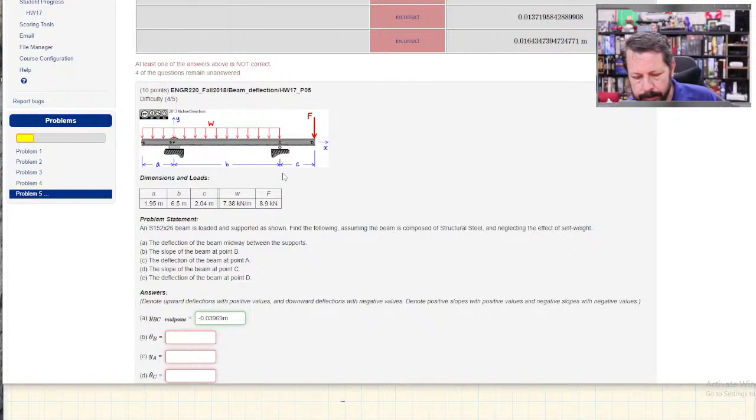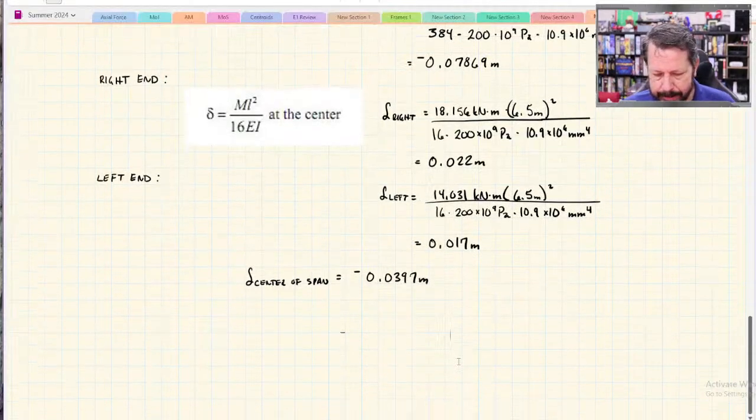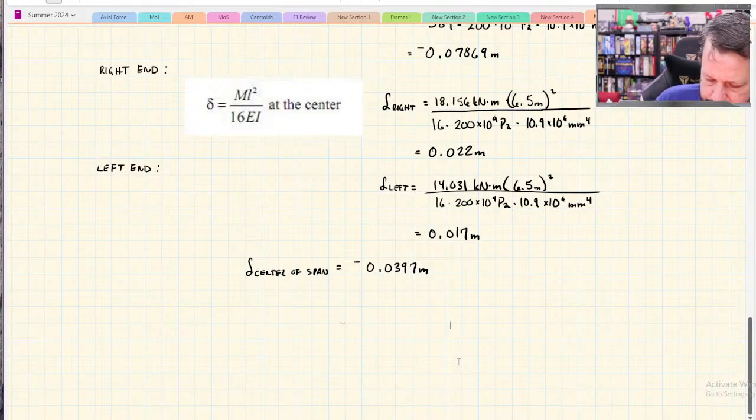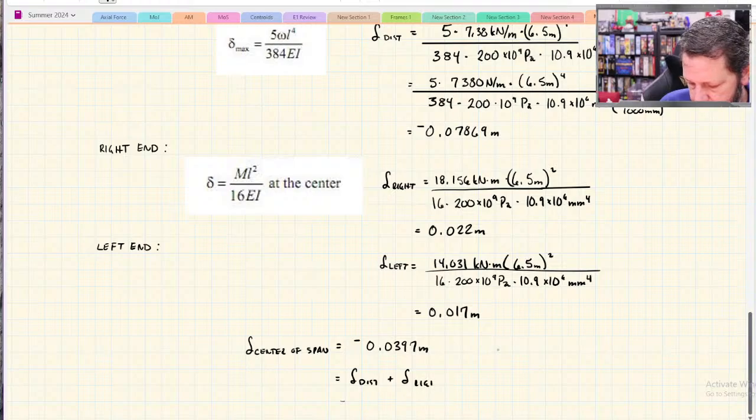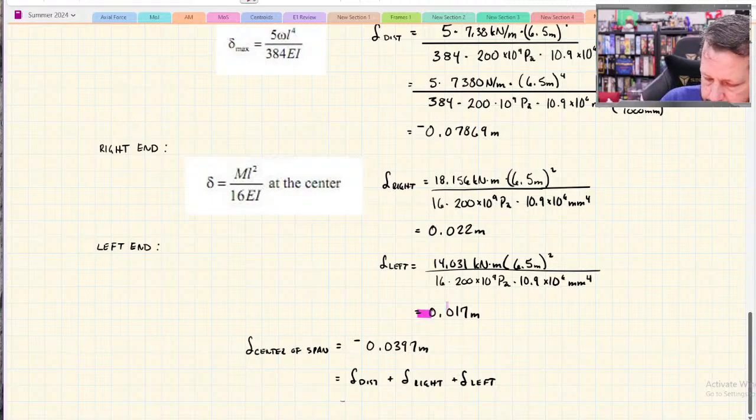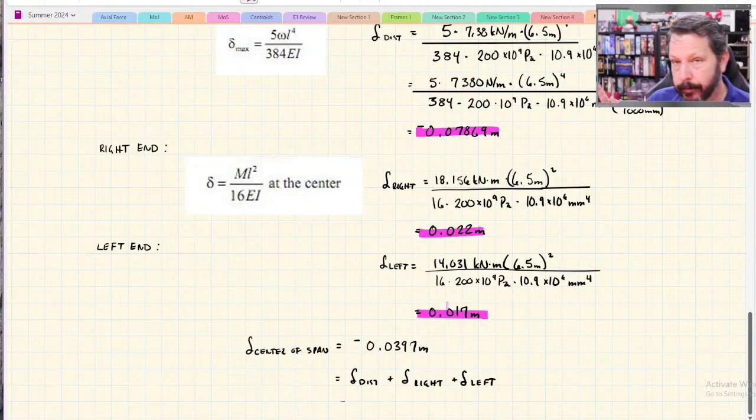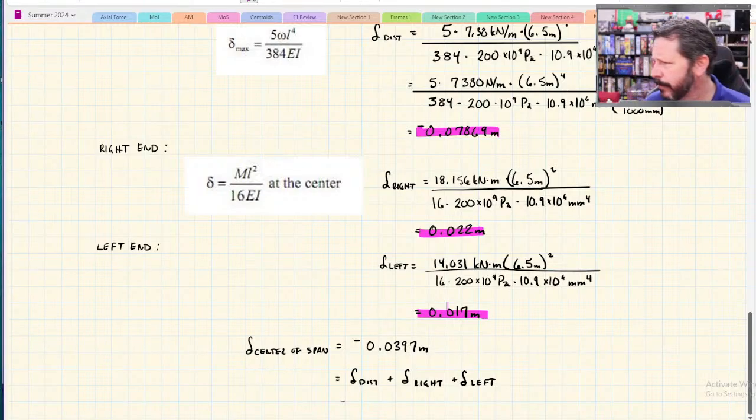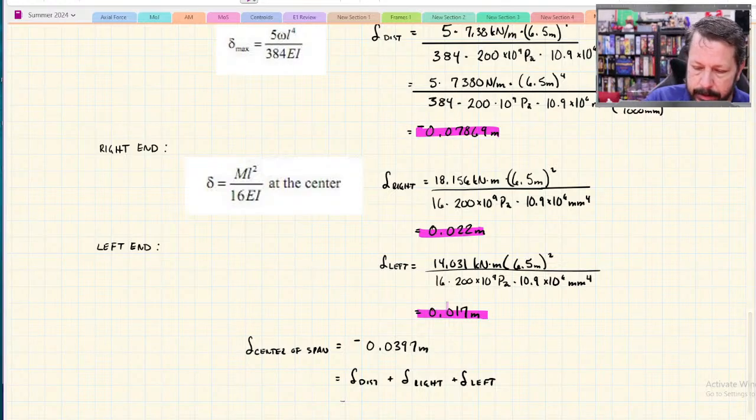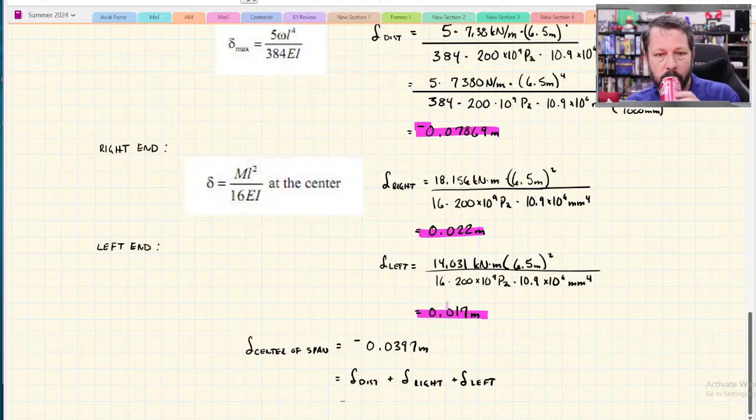How did you get the final answer? Oh, the final answer, I guess I did skip some steps there. The final answer is equal to delta distributed plus delta right plus delta left. So I added that, and that. And realizing that the distributed load is negative because it's pushing the beam downwards. Yeah, the negative sign on delta distributed is important.